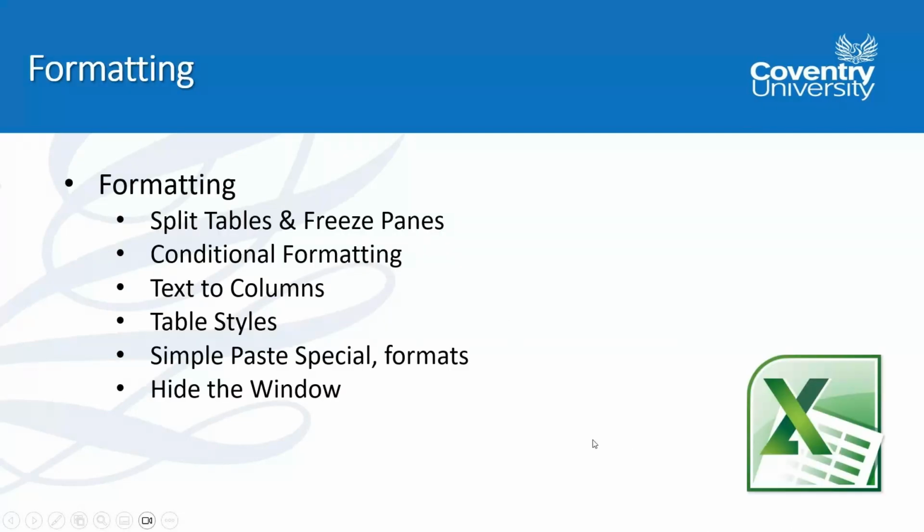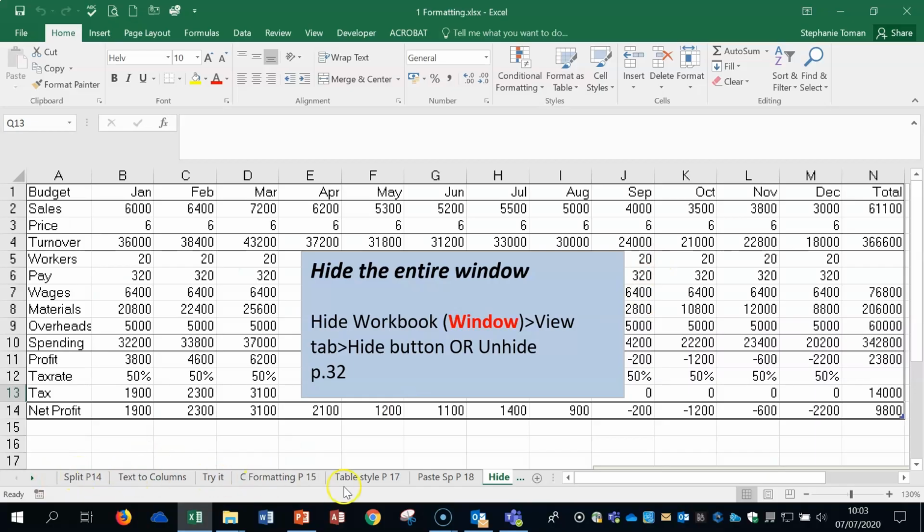Some of the areas we're covering, particularly starting with the split tables and the freeze panes, which are great little features, and it will continue to go through conditional formatting, text to columns, some nice table styles, which I'm sure you're all aware of already, simple paste features, that's something you might not be totally aware of, and hiding the window. You can see there's a number of tabs across the bottom of this workbook.